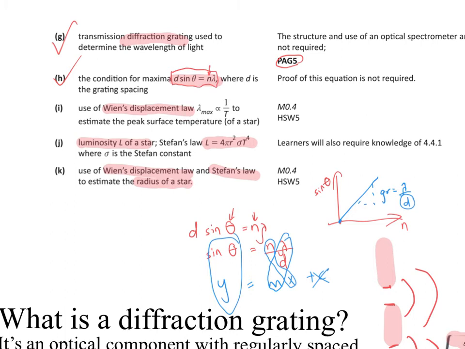Now we're going to have a look at Wien's displacement law and Stefan's law. These are linked to how the temperature of a star affects the color it looks. If you have really hot stars, they will look blue-white, and if you have cooler stars, they will look reddish.